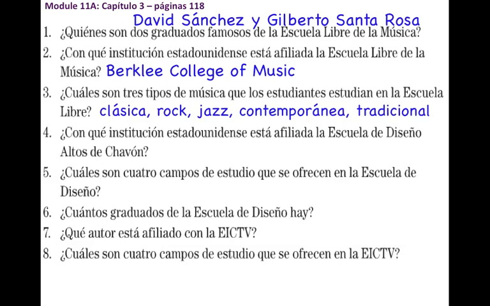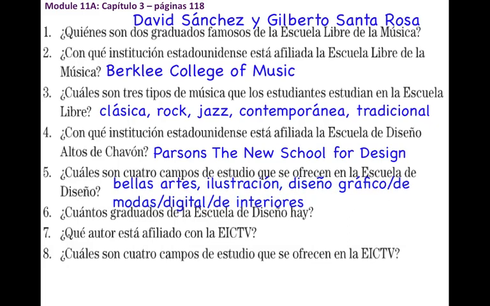4. ¿Con qué institución estadounidense está afiliada la Escuela de Diseño Altos de Chalon? The design school is affiliated with Parsons, the New School for Design. 5. ¿Cuáles son 4 campos de estudio que se ofrecen en la Escuela de Diseño? Do you remember 4 different departments of study that they have in the design school? Bellas Artes, Ilustración, Diseño Gráfico, Diseño de Modas, Diseño Digital, Diseño de Interiores.